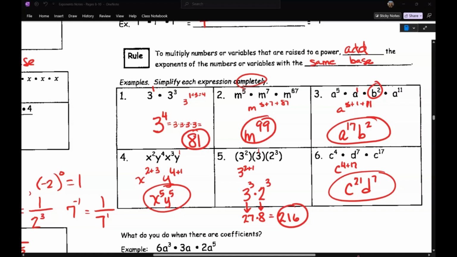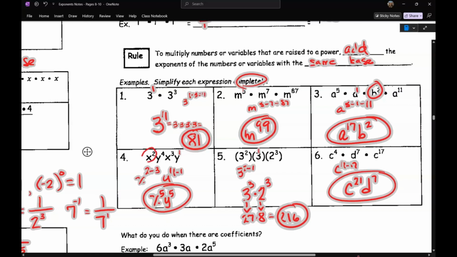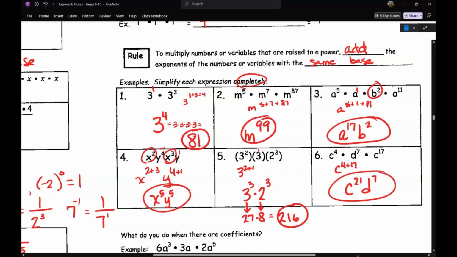Number 3, we could not add the 2 because that base was different, so we could only add the 5, the 1, and the 11, and that made a to the 17th, and then I kept the b squared. That's as far as we can take it. Same thing on 4, I can only add the x's together, and then I can only put the y's together. The bases have to be the same. So x to the 5th, y to the 5th.